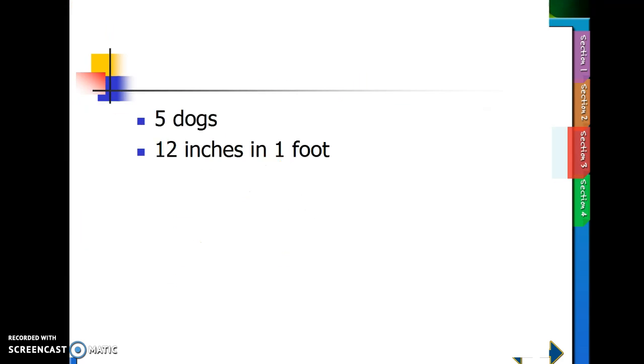Right here we've got 5 dogs, and we've got 12 inches in a foot. Remember Rule 5, if it's counted or if it's a definition, it's going to have an infinite number of significant figures. What that just tells me is that I can be extremely precise when I'm counting, and when I'm measuring, because it has an infinite number of significant figures, it should be right all the time. I should be extremely precise.